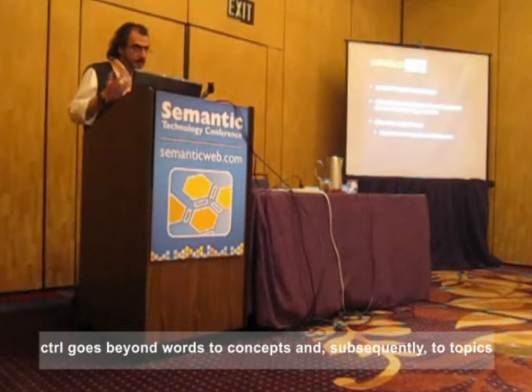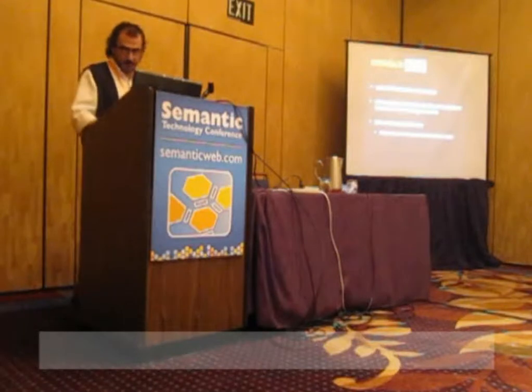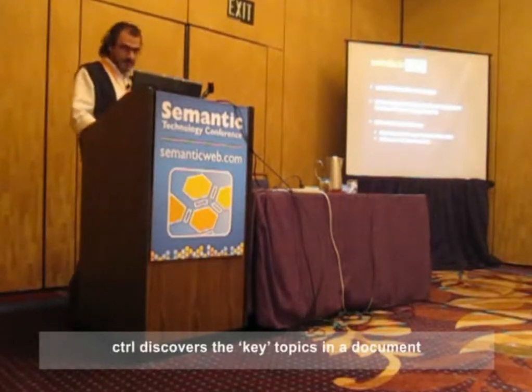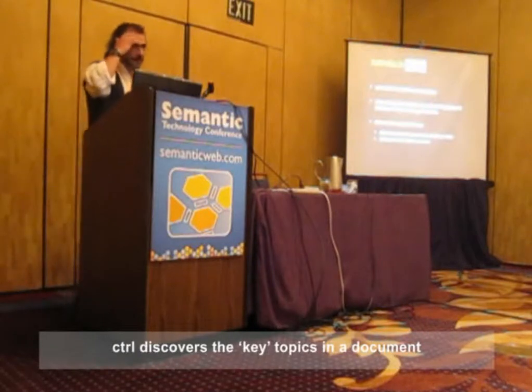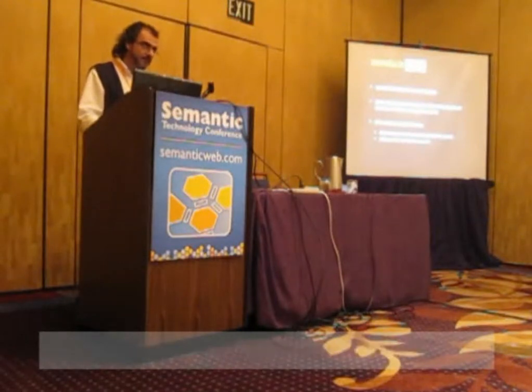They are compound concepts. So for example, information retrieval is a concept, is a topic, which is a compound concept made from information and retrieval. We'll go through an example shortly. Control is a semantic engine also in the sense that we analyze these topics to discover the key topics in a document. Because knowing what topics you have is one thing, but then what are the key topics? What is the document about?